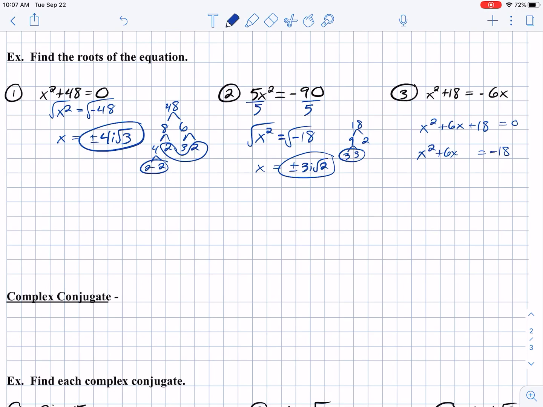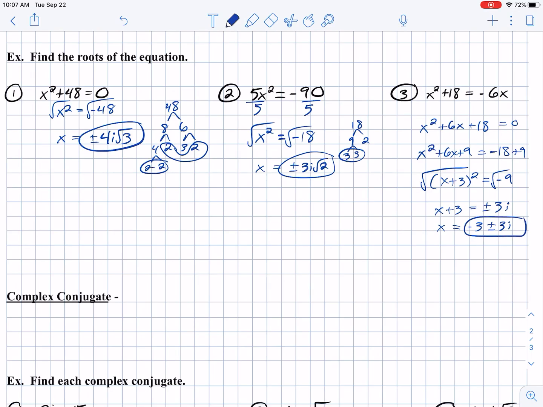And then we are going to complete the square. Half of 6 squared would be 9. So we get x plus 3 squared equals negative 9. When we square root both sides, we get x plus 3 equals plus or minus 3i. And then move your 3 over. Negative 3 plus or minus 3i.